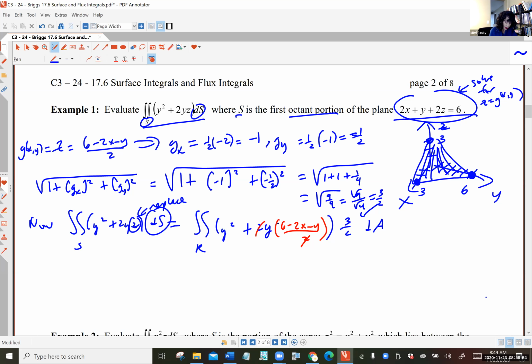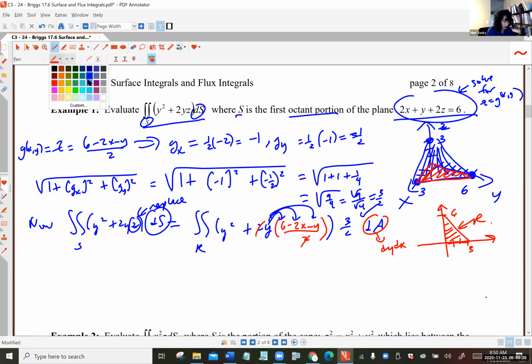What am I going to do? I'm going to want to distribute this y over the parentheses, and then we'll clean that up. But also, what about the region in the xy plane? If you look at the projection of this capping surface onto the xy plane, it'll be this triangular portion right here. So if I look at that, that's my region R. So what are going to be the limits? I'm going to choose dy dx to be my dA. That's my favorite order of integration. You may want to do dx dy, but just be mindful of which one you choose.